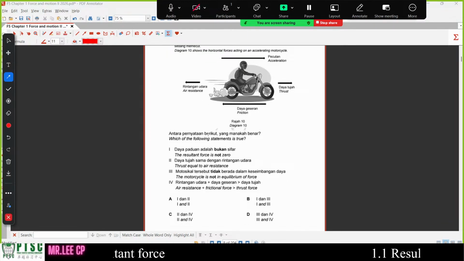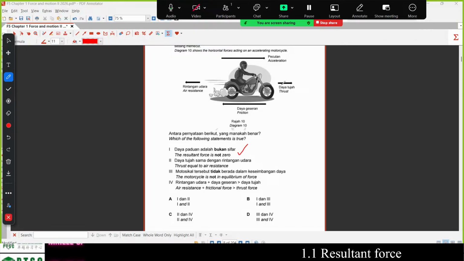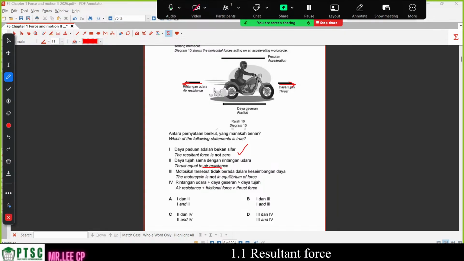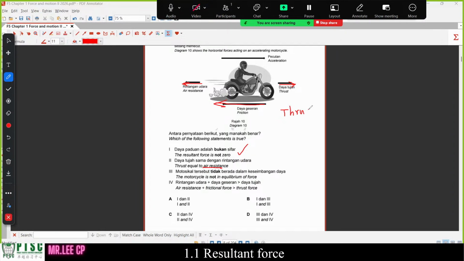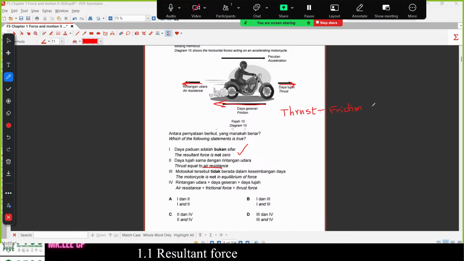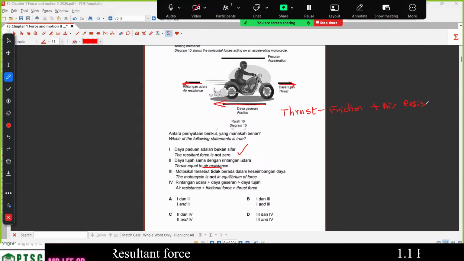Number 1 is correct. The thrust is equal to the air resistance? No. Why? Because you still have friction here. The thrust should be equal to friction plus air resistance. Then it is right.